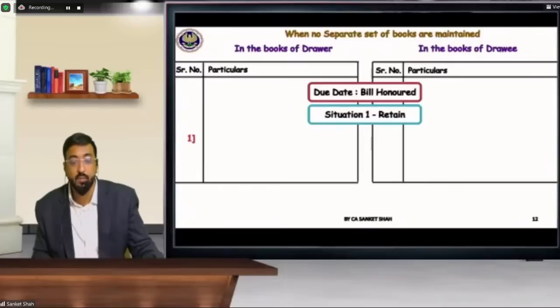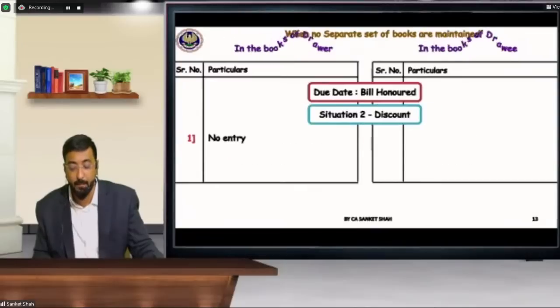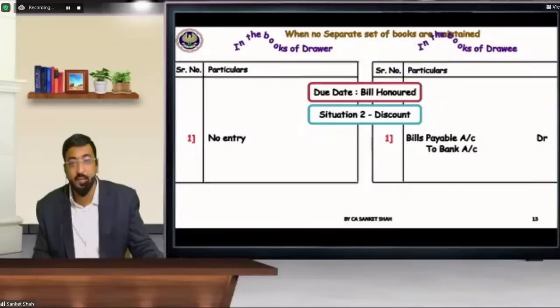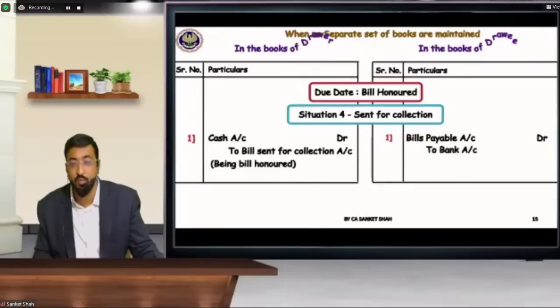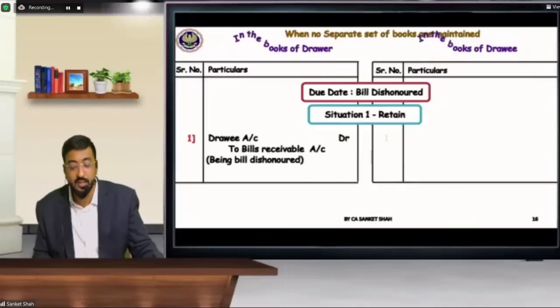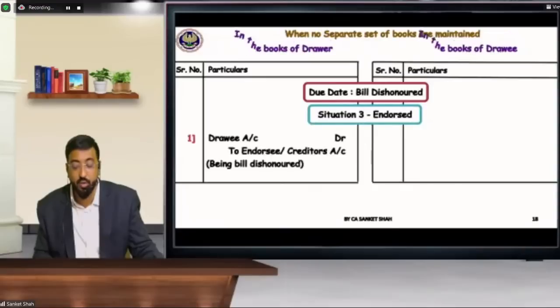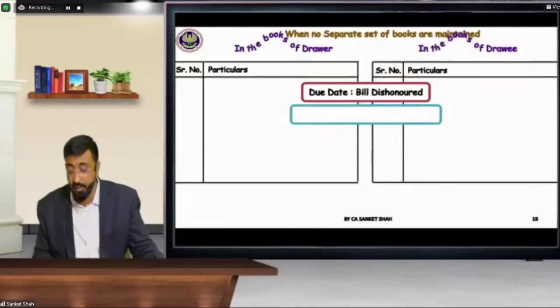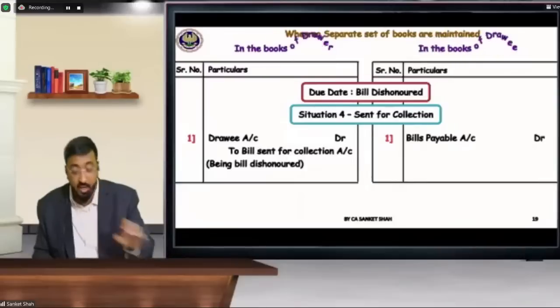In case of bill honor, what is the first entry? Bank account debit to bills receivable, bills payable account debit to bank. Discounted bill, no entry. Here, same entry, bills payable to bank. No entry, bills payable to bank, and bill sent for collection: cash account debit or bank account debit to bill sent for collection. And here, bills payable to bank. So the same entry in case of drawee's books, but the entry changes in the drawer's books from situation to situation. Bill dishonor, drawee to bills receivable. So the drawee account is always debited. Drawee account debit to bank in case of discounted bill. Drawee account debit to endorsee in case of endorsed bill. And in drawee's books, always bills payable to drawer. And last situation, drawee account debit to bill sent for collection.